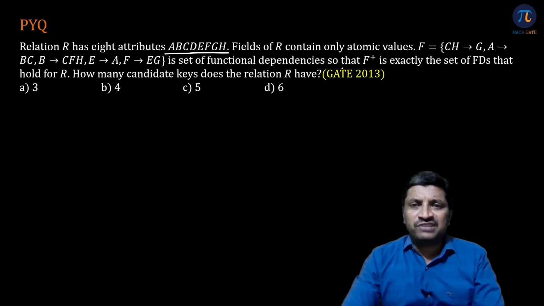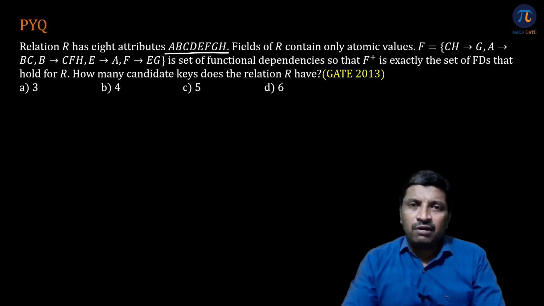Is a set of functional dependencies, so that F plus is exactly the set of functional dependencies that hold for R. How many candidate keys does the relation R have? So for this type of questions, we need to verify all the possible candidate keys. In the previous 3 questions, they simply gave the options, so it is enough to verify which of the options are candidate keys. But here we need to find all the possible candidate keys and count them.